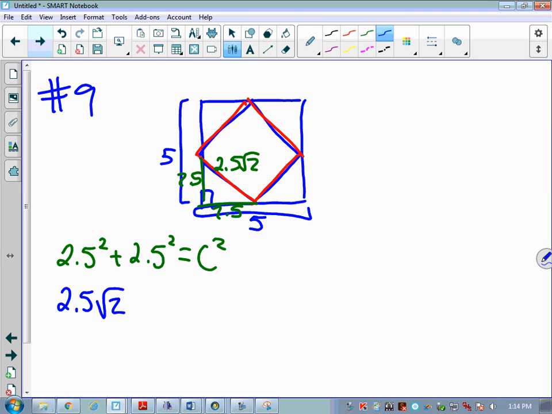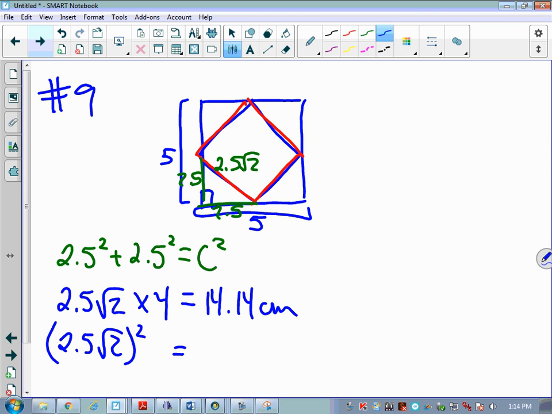Let's say I want to find the perimeter. What am I going to do with 2.5 radical 2? Multiply it by 4. Okay? What if I wanted to find the area? 2.5 radical 2 squared. All right, what's 2.5 radical 2 times 4? 14.14 centimeters. Okay? What's 2.5 radical 2 squared? And again, we can take these as just decimals. 12.5 centimeters squared.